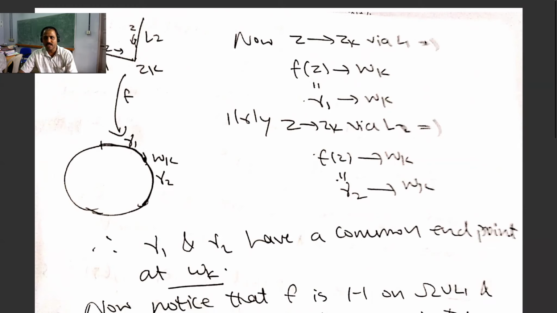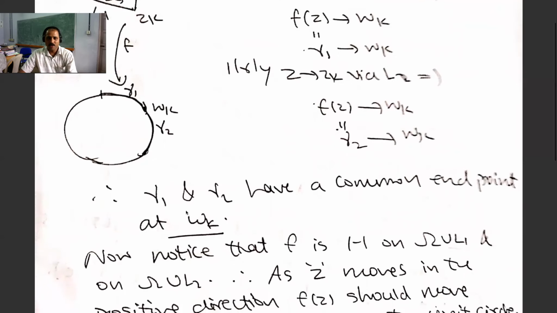Now as z tends to z_k via L1, F(z) will tend to omega_k. That means gamma 1 will go to omega_k. And as z tends to z_k via L2, then also F(z) should go to omega_k. That means gamma 2 should converge to omega_k. So the images should meet at the point omega_k. Therefore gamma 1 and gamma 2 have a common endpoint at omega_k.